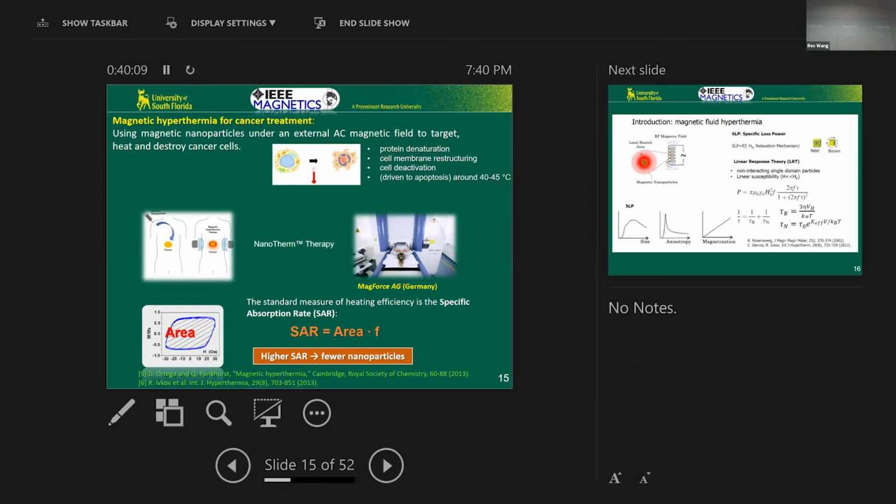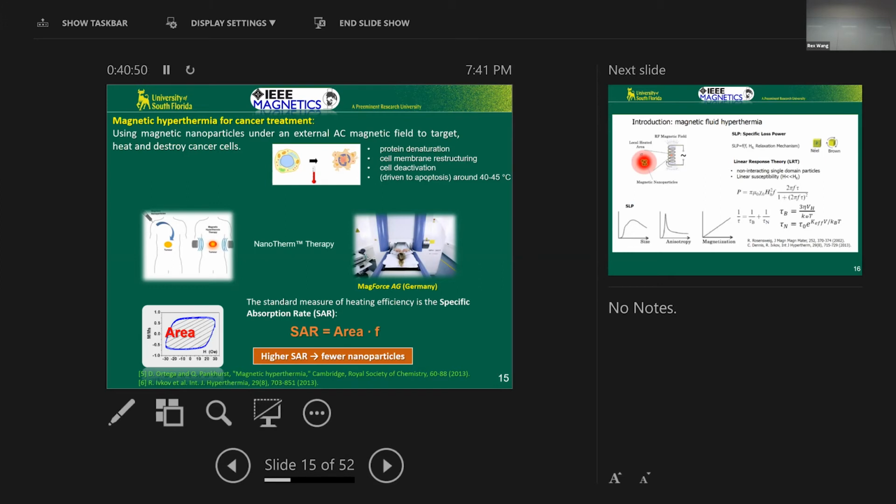Okay? And now, like any medical technology, any technology for that matter, we need a figure of merit. And the figure of merit used by the community here is the specific absorption rate, or SAR. It's also called the SLP, specific loss power. One and the same. It's the power dissipated in this process. And just a simple definition of that is that it's the area inside the hysteresis loop multiplied by the frequency. Okay, that's the SAR. And of course, keep in mind that eventually these particles are to be injected inside a human body. So essentially, you want to keep the number of particles down, as obviously you don't want to inject a lot of particles inside the human body.